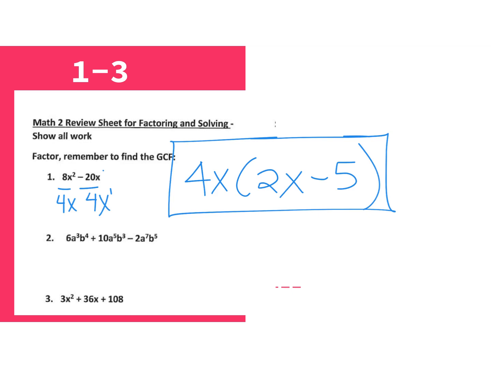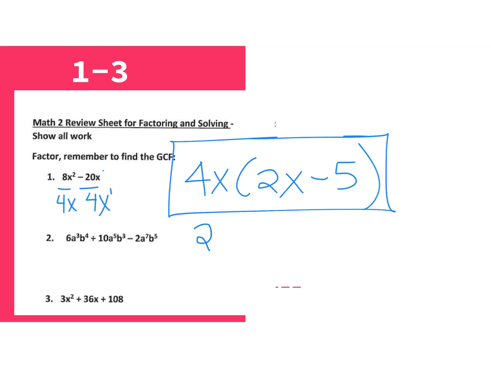All right, number 2 asks us to factor. So the first rule of factoring is to find a GCF. So looking at all three of these terms of 6, 10, and negative 2, I can tell that they all have a 2 in common. So that's going to be part of my GCF. And I see that they all have A terms and they all have B terms. So that's going to be part of my GCF as well.